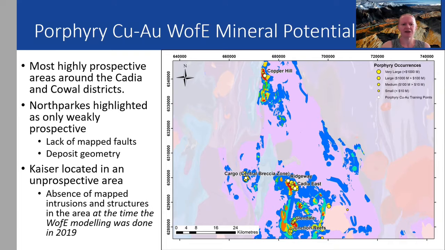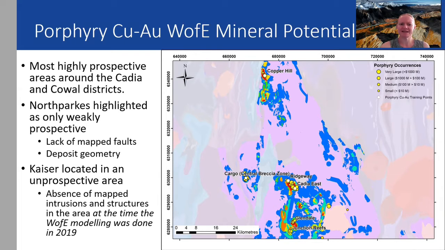So obviously the most highly prospective area coming up around Cadia and Cowell, no real surprises there. North Parkes came up as prospective, but only weakly prospective, and that's basically the lack of mapped faults in the area, as well as the deposit geometry, which is really hard to find in the regional scale data sets. And as I was saying, Kaiser being located in an unprospective area.